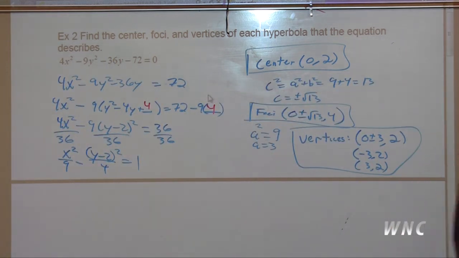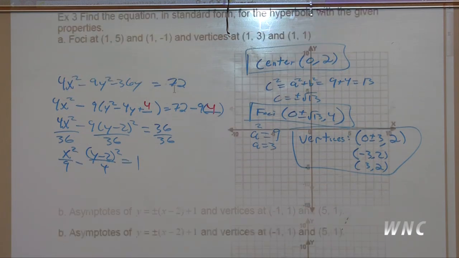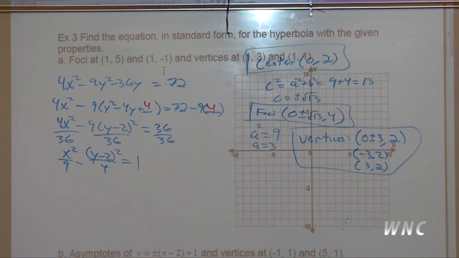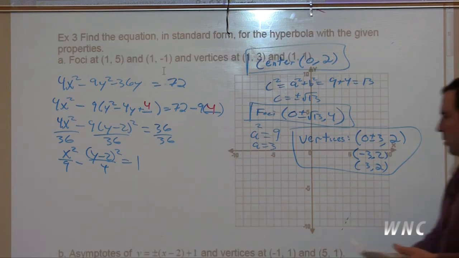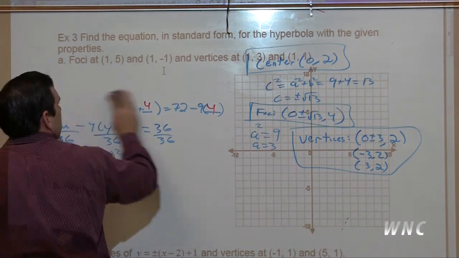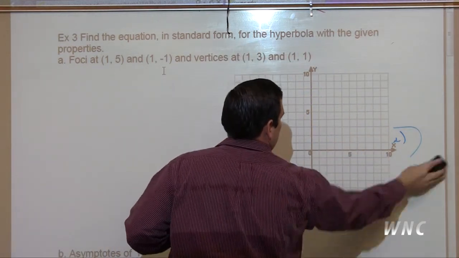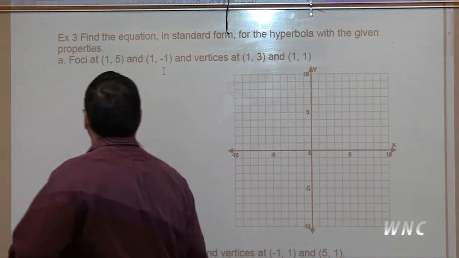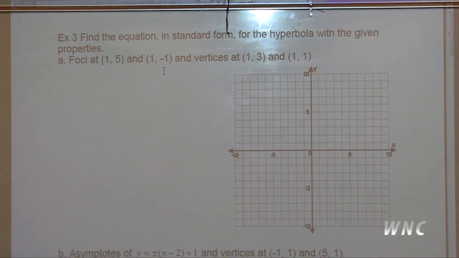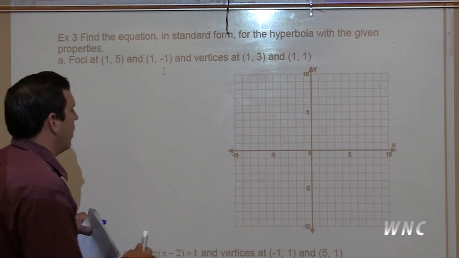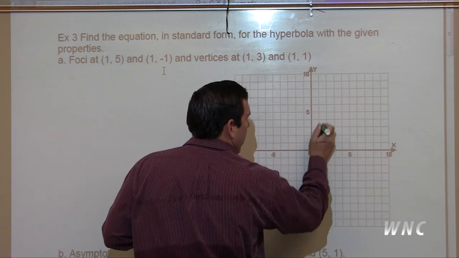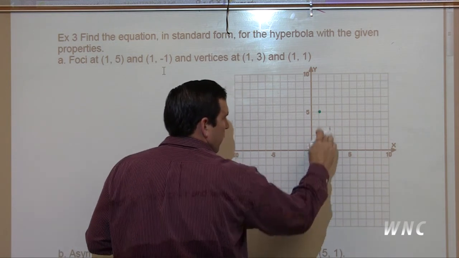Okay, so we've graphed these, we found different parts of them. Now we're going to move on and come up with the equation of them given conditions. The next two. Find the equation in standard form for the hyperbola with the given properties. Foci at 1, 5 and 1, negative 1. Those are the foci.